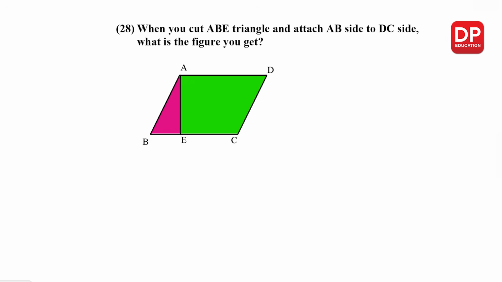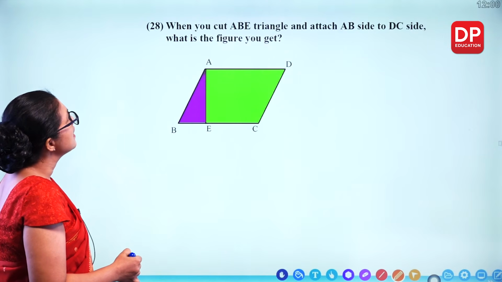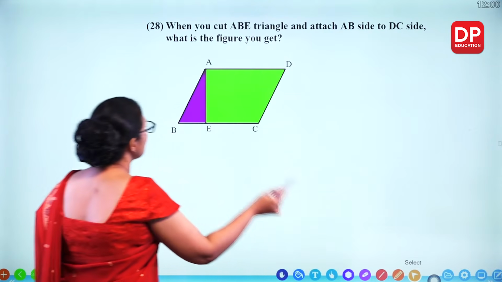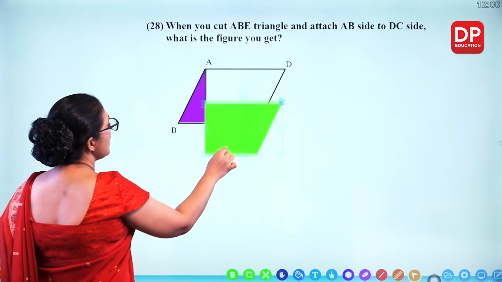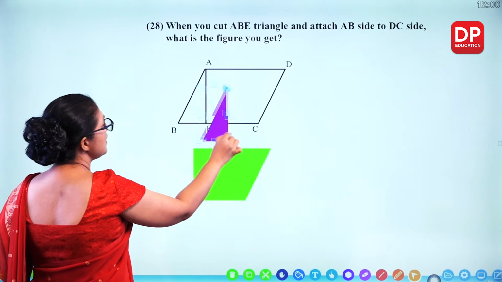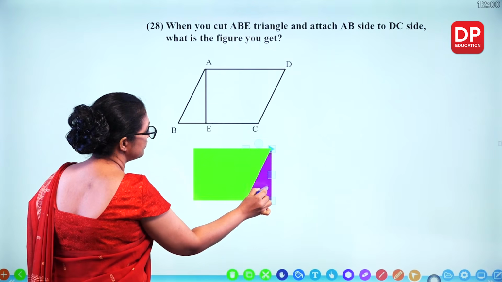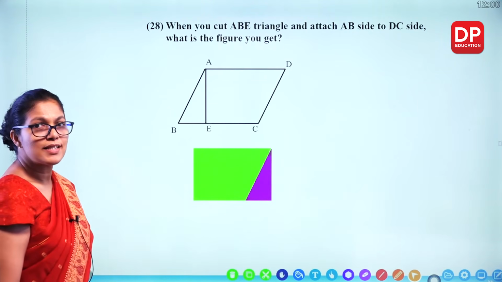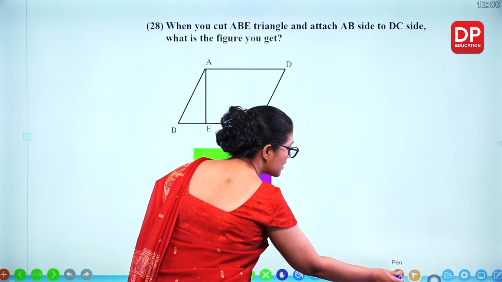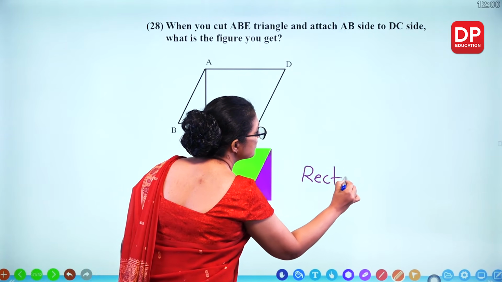When you cut ABE triangle and attach AB side to DC, what is the figure you get? We need to do it and see. Cut it, and we'll take this one. So you have to combine this length with this length. So we'll see what happens when you connect. What do you get? A rectangle. So a parallelogram, when you cut it and paste it the other way around, you get a rectangle.